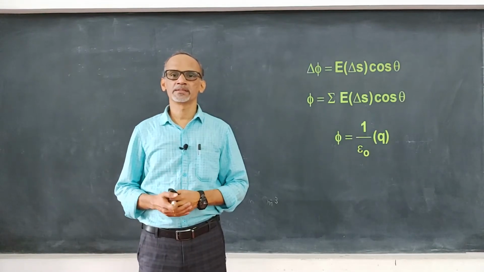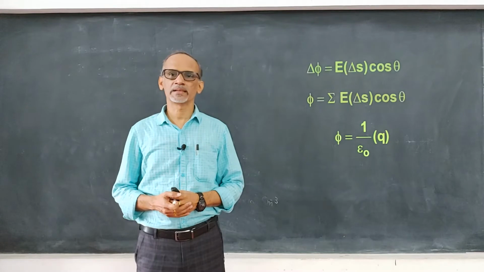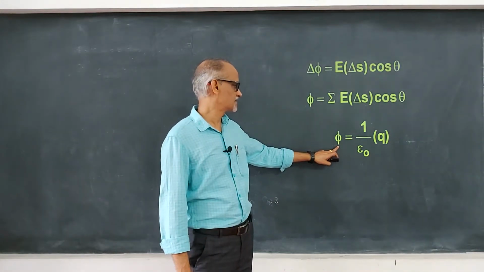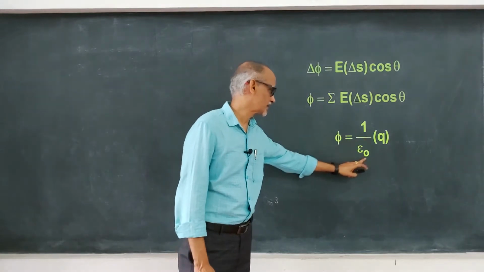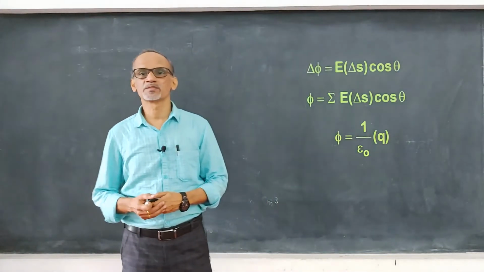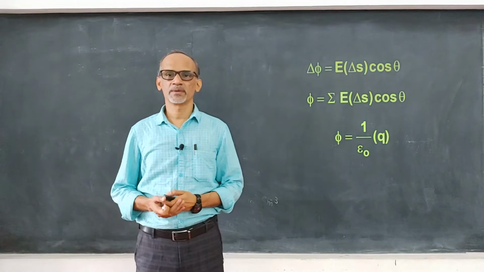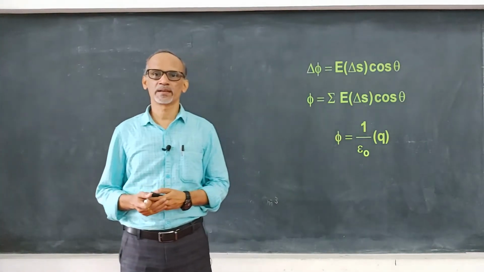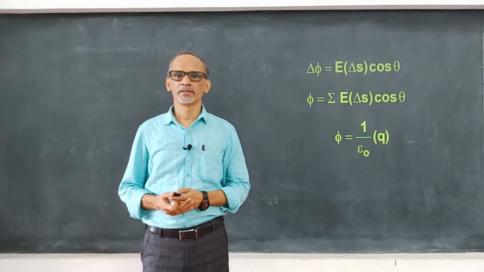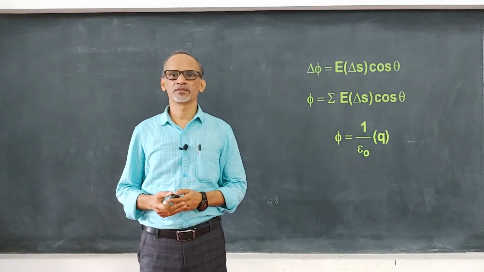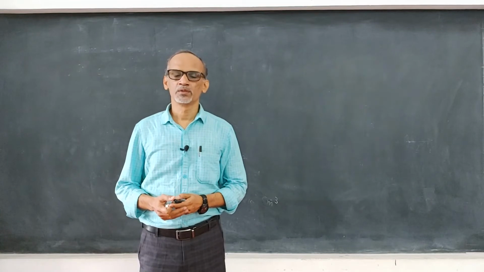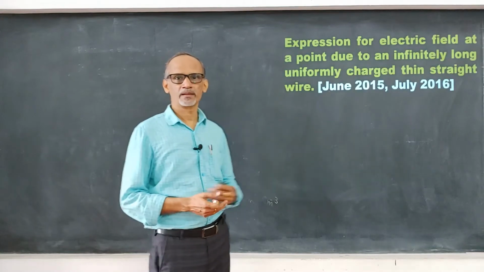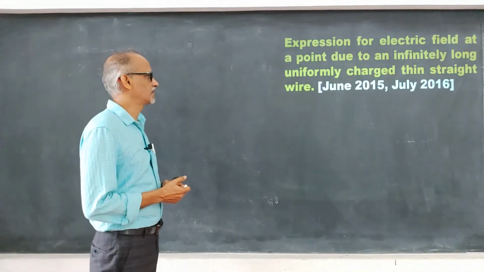The next important point is that the total electric flux through a closed surface in free space is equal to 1 by epsilon naught times the total charge enclosed by the closed surface, which is nothing but the Gauss theorem. Using this, we have derived an expression for the electric field at a point due to a charged spherical shell. So, we have two more applications of the same, and this question has appeared twice in the examination.